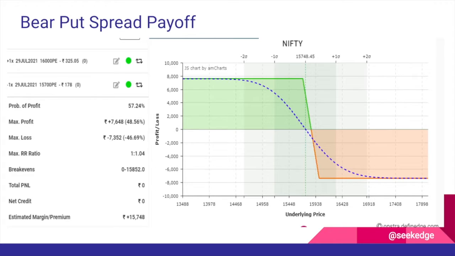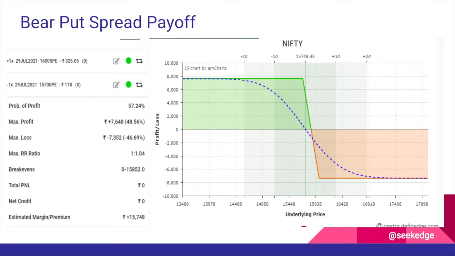So what is the probability that we can see here? We are seeing that there is around 60% probability that we can win, 40% we may lose. What is the maximum profit that we have? It's defined there, along with the loss and the risk reward ratio. What is the break even point, where we will be neither profitable nor at a loss? That is also mentioned there. It's 15,852, and my margin amount is also put, and this is a debit strategy.